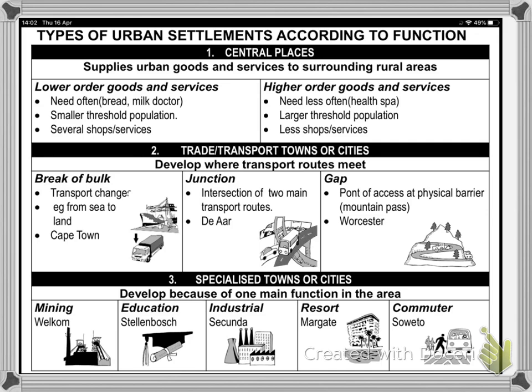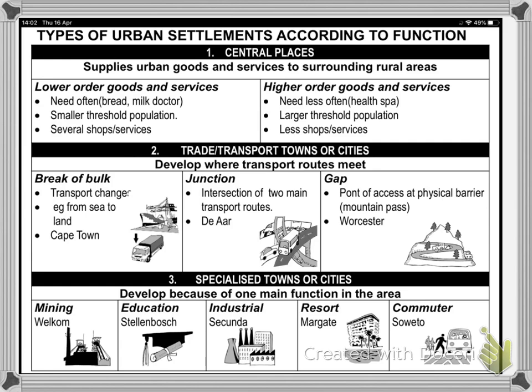And then your trade and transport towns or cities, where it's break of bulk. So break of bulk is a change in transport mode, for example, sea to land. Then we get a junction, so that's an intersection of two main transport routes. A gap, that is basically if you have, let's say, mountains, there's a pass through the mountain, then you can have a city there or a town there, because everyone that wants to go through this mountain has to pass this town, and that's how they get basically customers in.